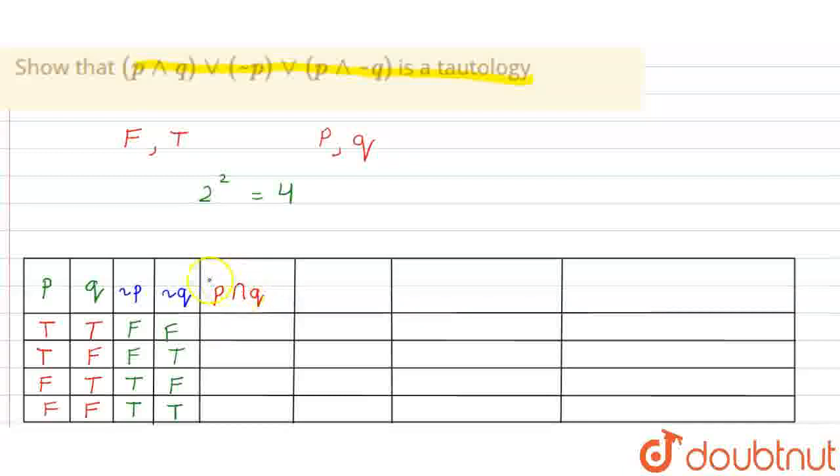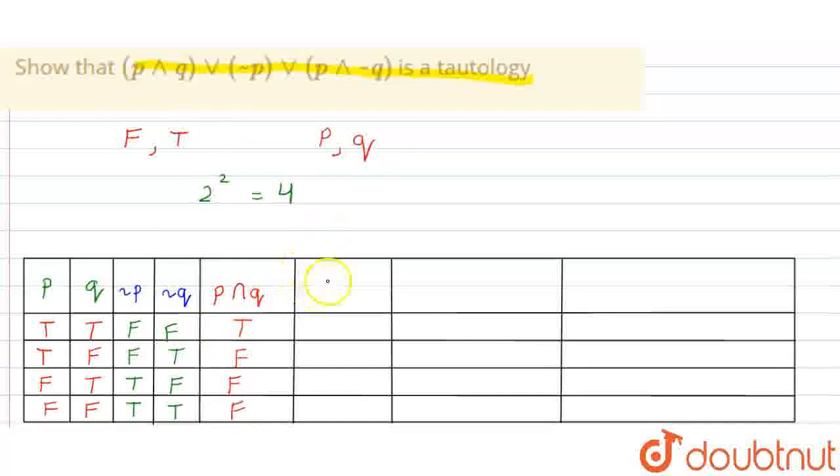Now we have to find P and Q. The symbol here represents and. That means if both are true, then the answer is true, otherwise it will be false, right? Look at P, Q. The first one has both true, so it is true. Only one is true in the others, so it is false, false, false.